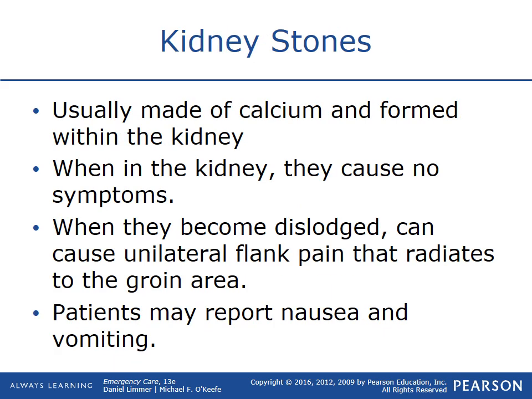Kidney stones are other problems, usually made of calcium, and they form within the kidney. While they're in the kidney, they don't cause any problems. But when they become dislodged, they can start to travel down the ureter, and this can cause a one-sided or unilateral flank pain, and it'll radiate down into the groin area. So they might have right-sided pain, and it radiates down into the groin. That would be a kidney stone. Could be on the left side. Patients may report nausea and vomiting with it.